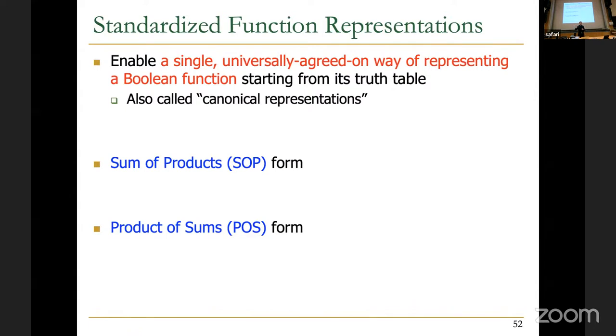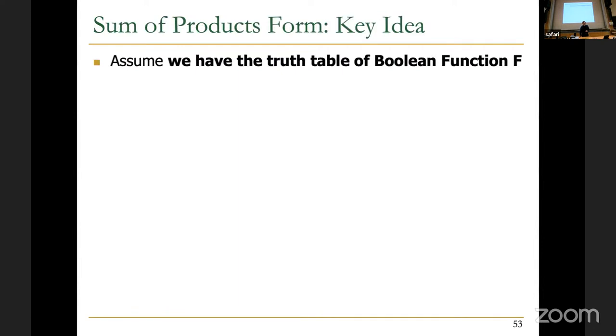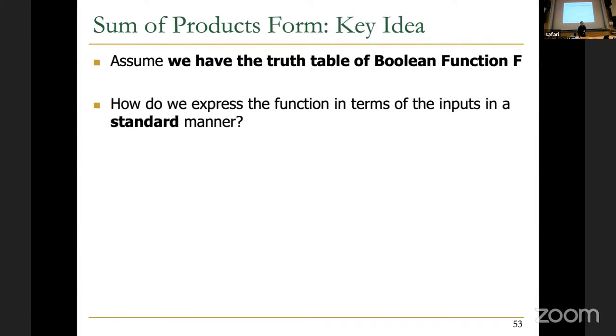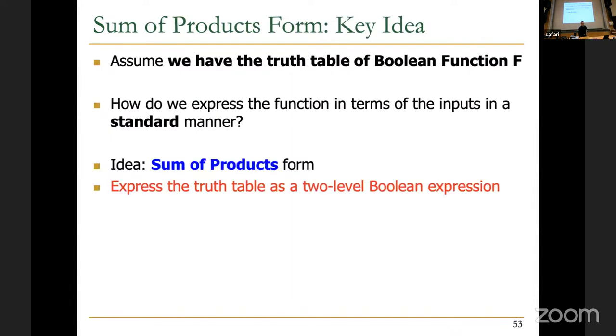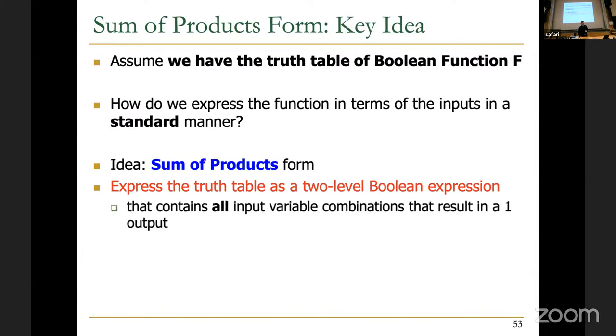There are slides, but I'm going to go through them relatively quickly because they're the same. So what's the key idea? Basically, assume that we have the truth table of a Boolean function f. How do you express this function in terms of the inputs in a standard manner? One example is sum of product form. Express the truth table as a two-level Boolean expression, and we will see how that's done.